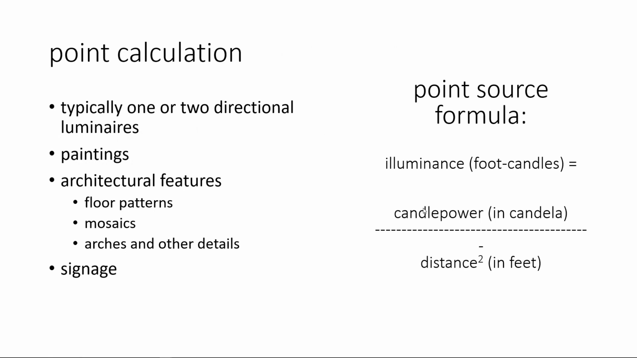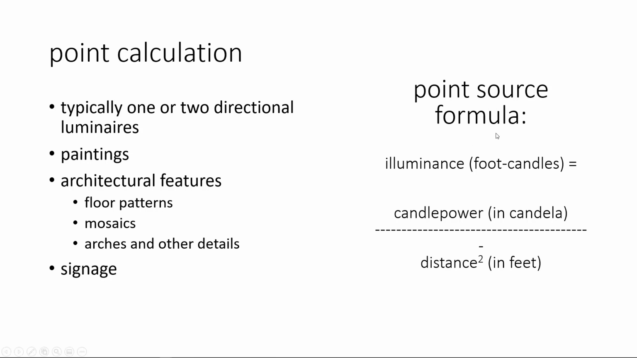Typically this is something like you're trying to light a painting or a light sculpture, some kind of architectural element, perhaps a very interesting column or a niche. There may be 1 or 2 directional luminaires. So it's a simple calculation, for things that you're really trying to highlight and drop a lot of light on.